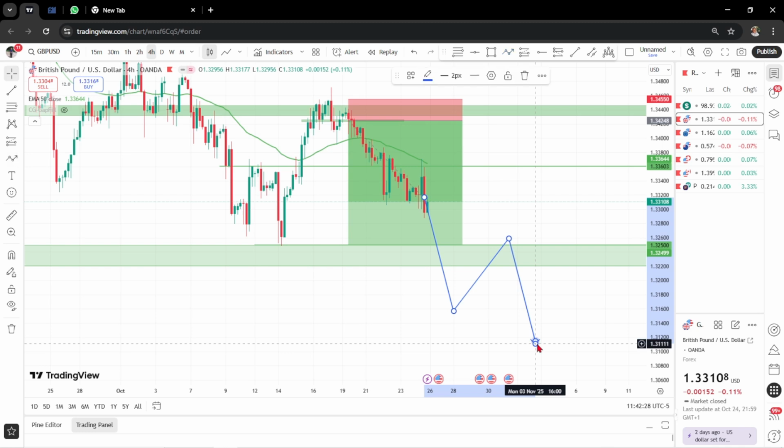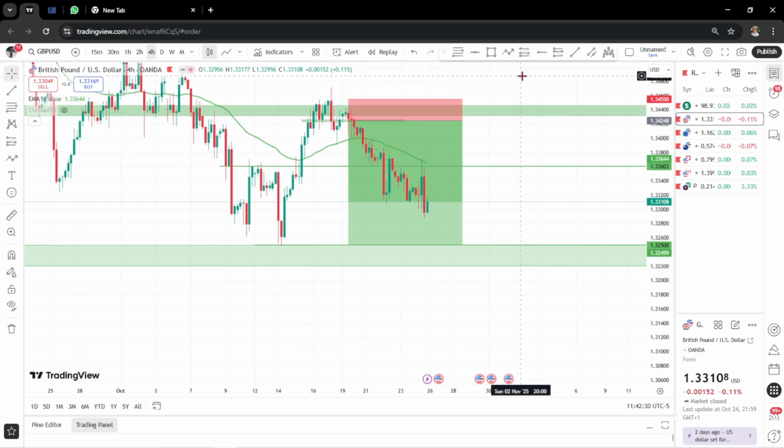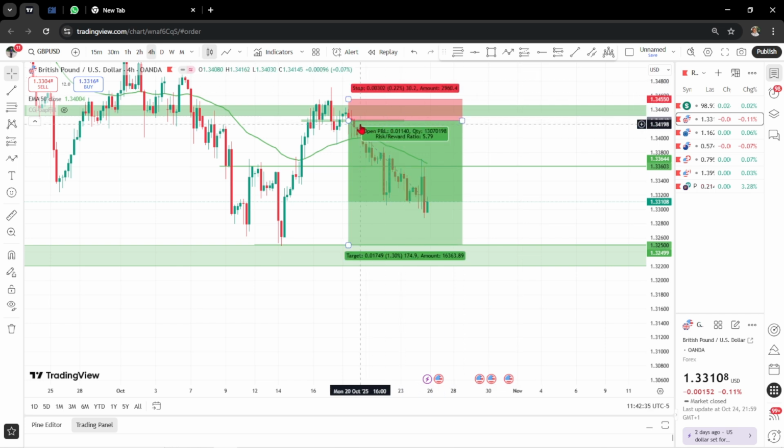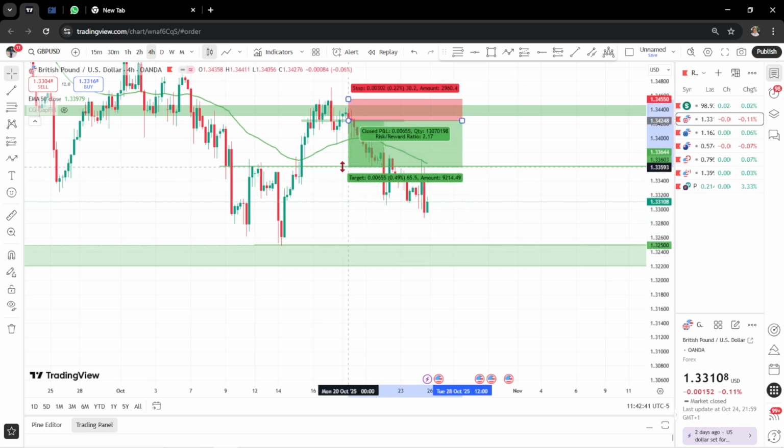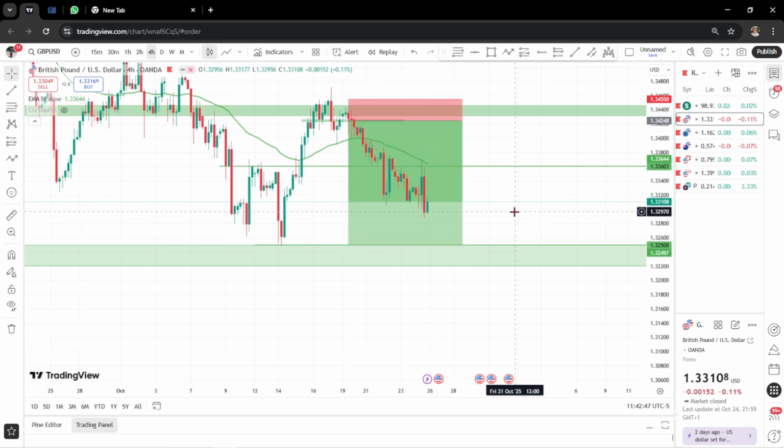But for now, I don't have anything to say about GBPUSD because I'm still holding some of my position here. I closed 70% around this area, and this area was exactly 1:2. So I closed 70% and I'm just holding 30% of my position. This move was so lovely to me.